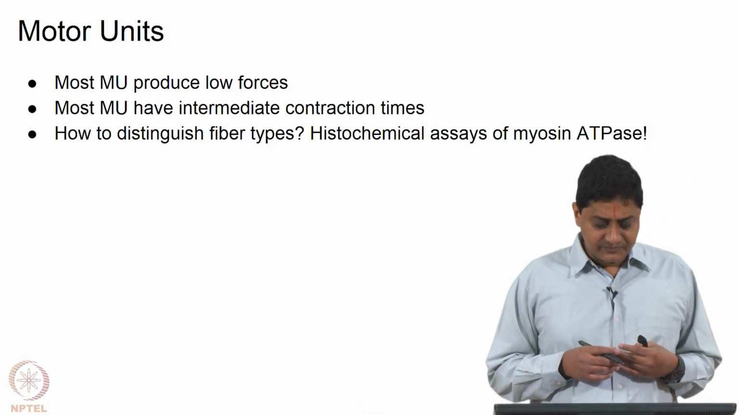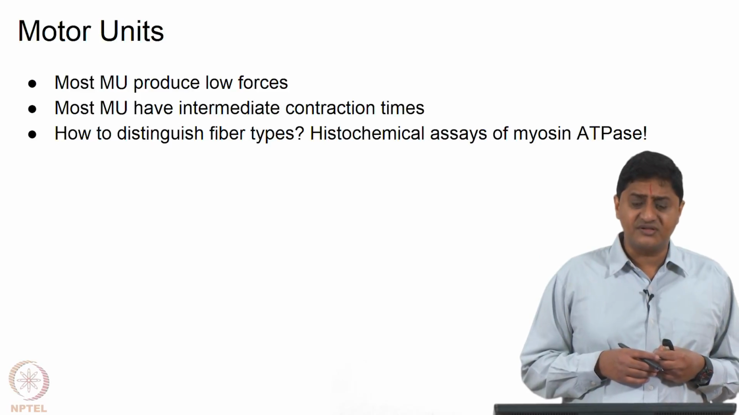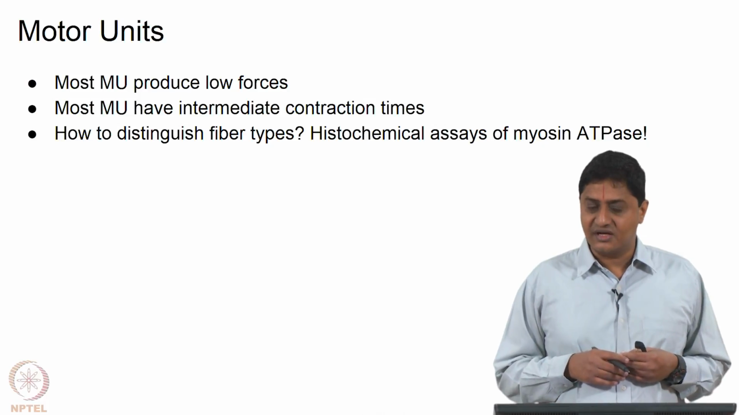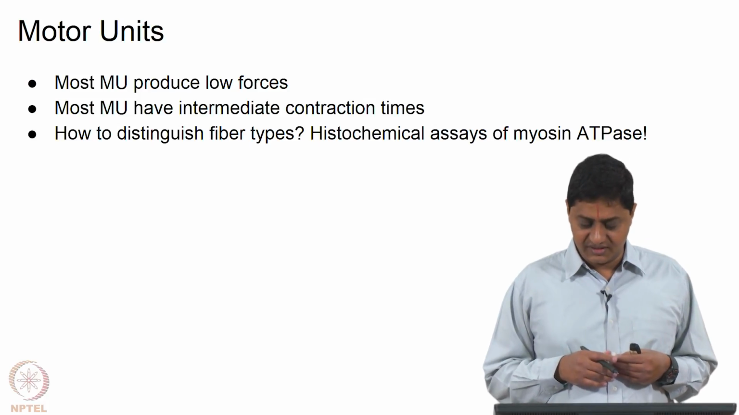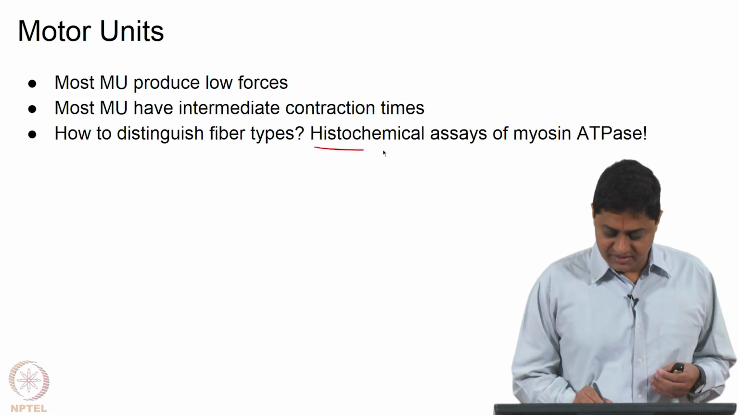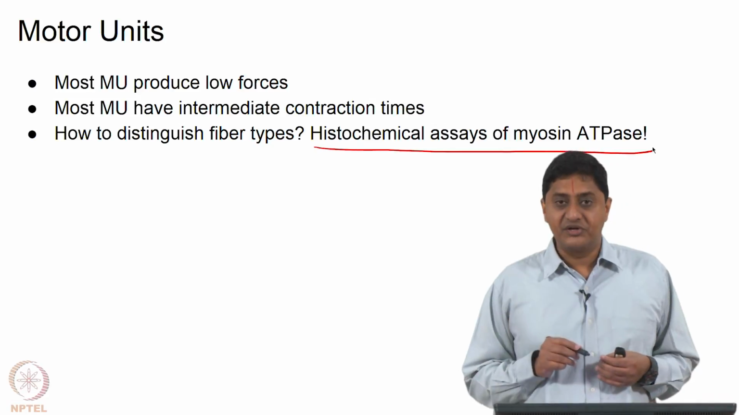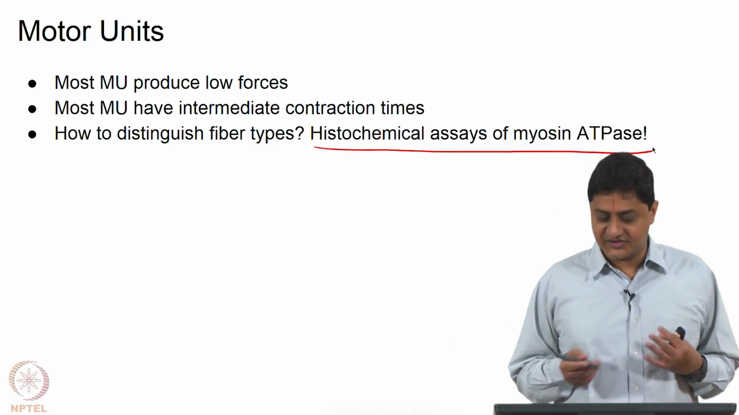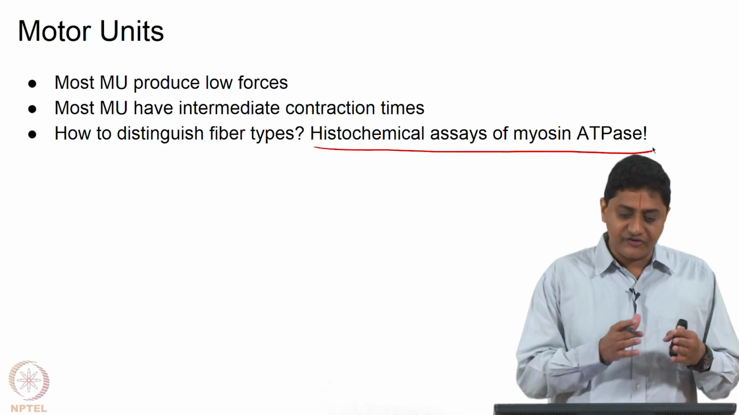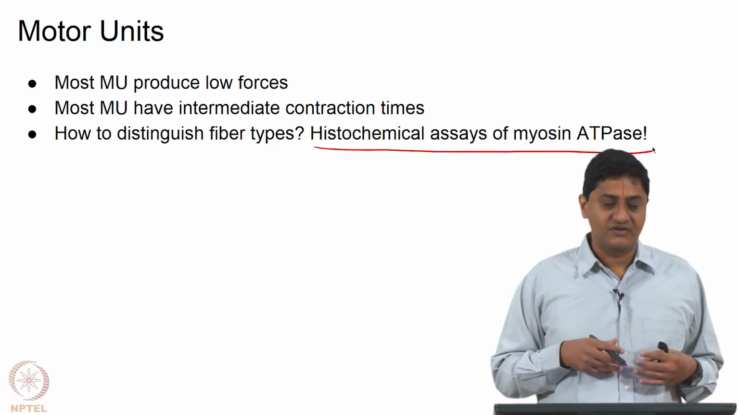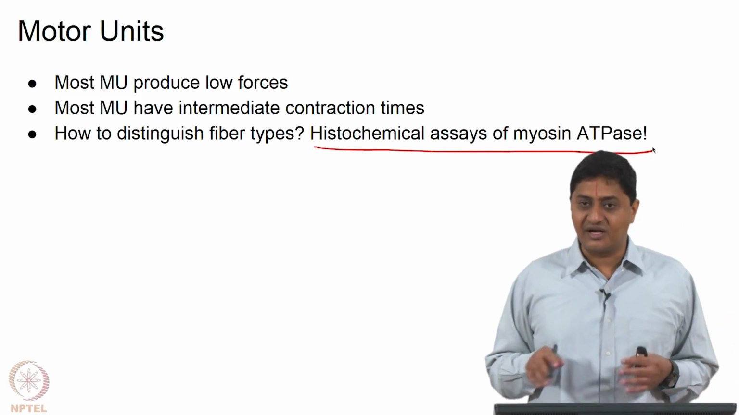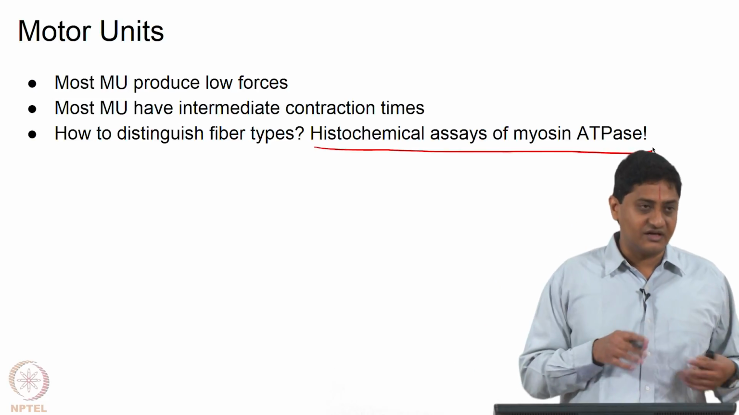A question is how we distinguish the fiber types. I have already said this is type 1, type 2, etc. How is this done? There are a few methods. One popular method is histochemical assays of myosin adenosine triphosphatase, or myosin ATPase. Histochemical assays will show different responses for the different types of fibers. The other types, not discussed in this class, are genetic methods.